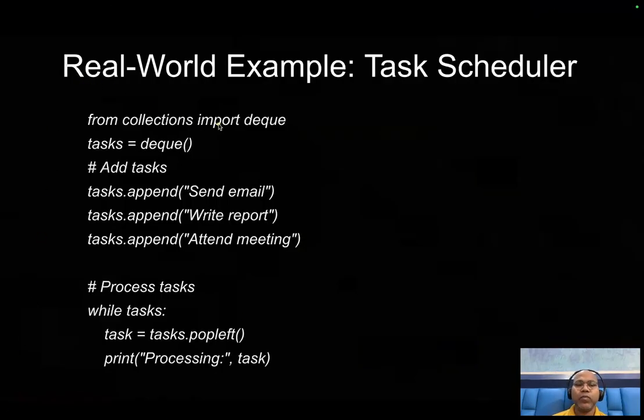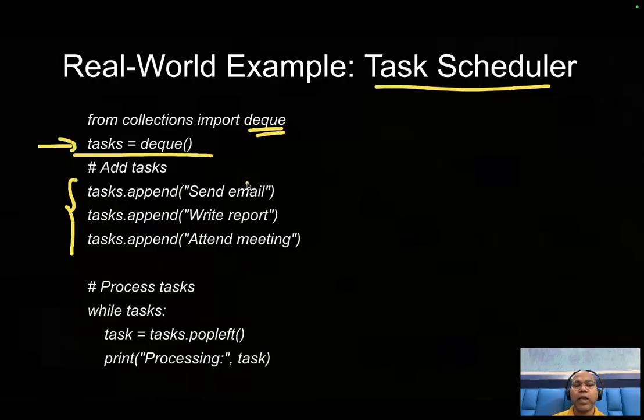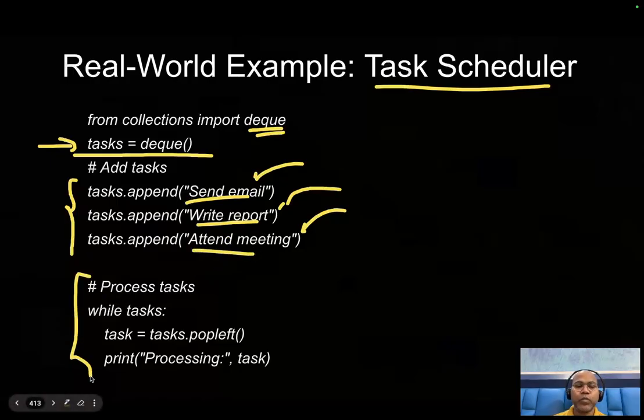And you can even use this deque library for task scheduler work. Let's say you have some tasks, you can just create one deque of tasks and put all the tasks, task 1, task 2, task 3, like send email, write email, attending a meeting, and do the processing of all tasks. Just popleft, you get the first and process it, then the second, then the third. So generally task scheduler related work.